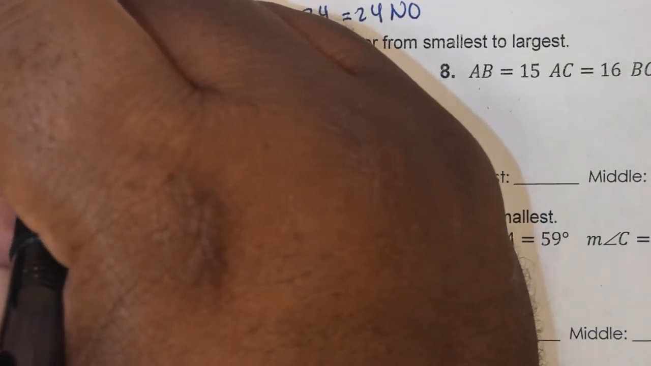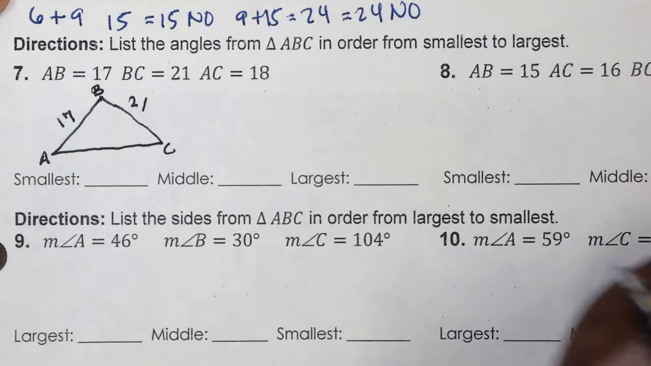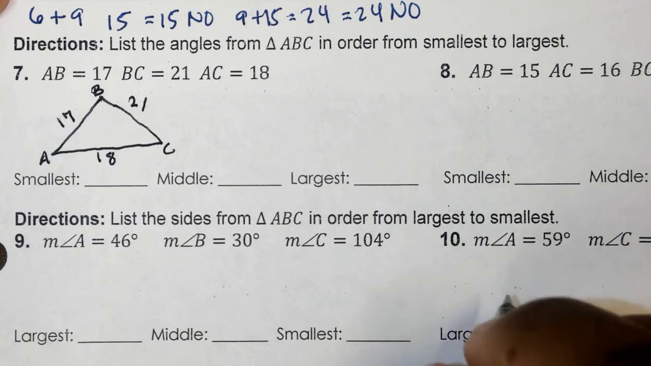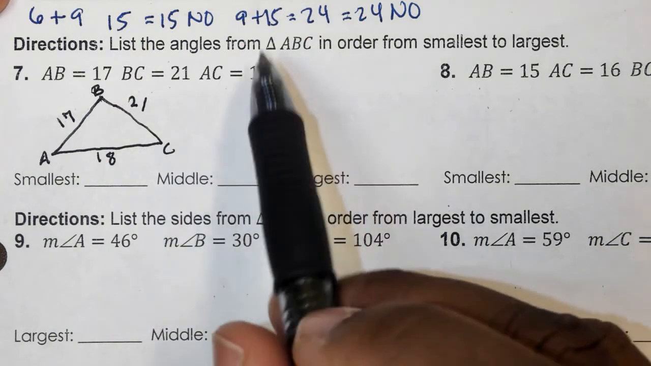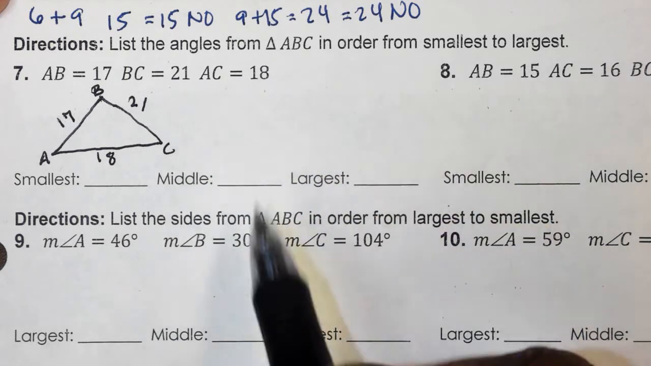Side AB will be 17. I'm just using what they got up here. BC will be 21. AC will be 18. Those are the sides. They want me to, like they said, list the angles of triangle ABC in order from smallest to largest.